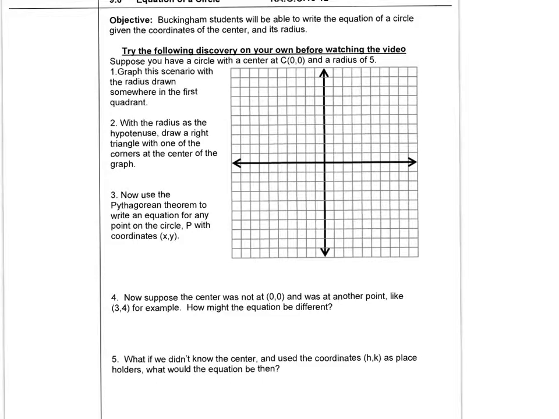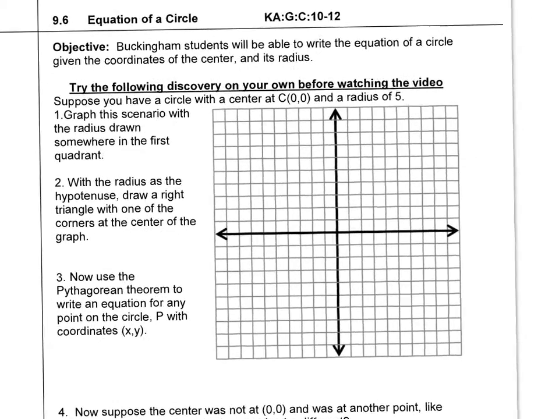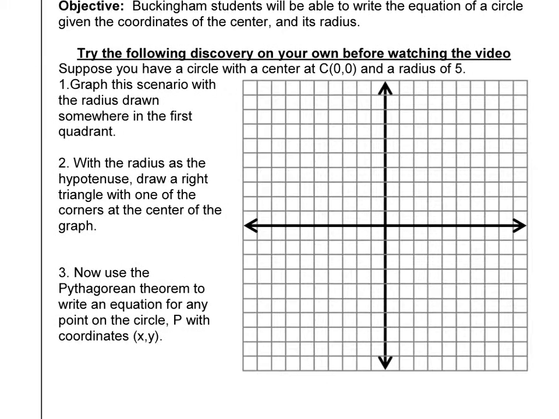Okay, hopefully you gave it a try, but let's do it together now. Suppose you have a circle with a center at 0, 0, so here's the center at 0, 0, and a radius of 5. I'm going to sketch that real quick. Okay, so it looks something like that. I just paused it, did it quicker. There's my circle.